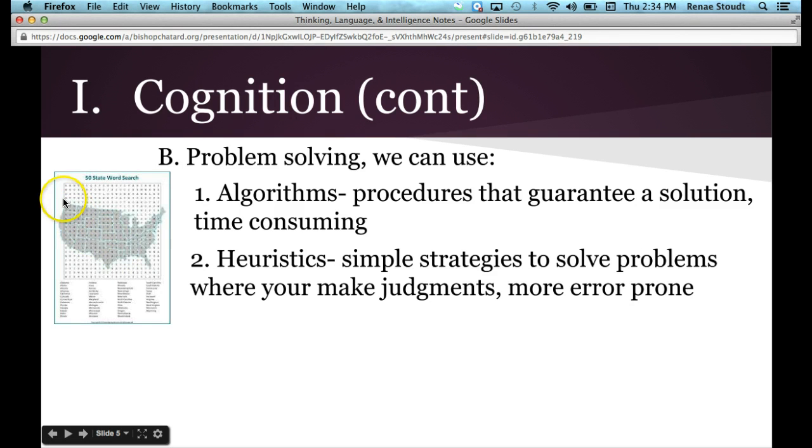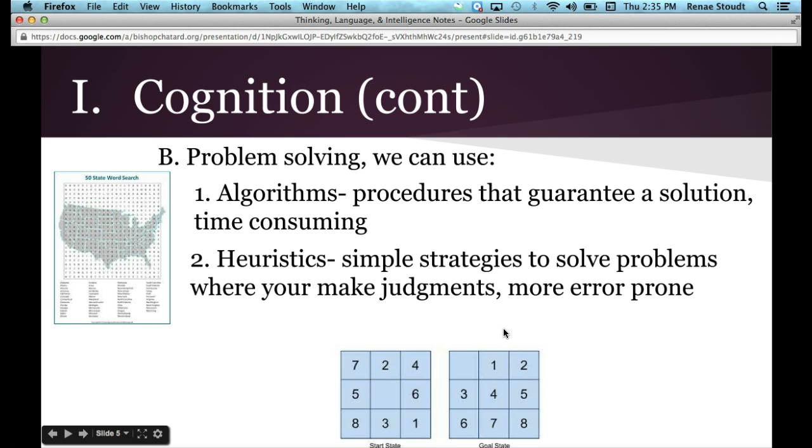Okay, what if California is a diagonal word, for example? Okay, so heuristic is going to be that simple strategies where we're making some assumptions to kind of skip some steps. Okay, this is another example.